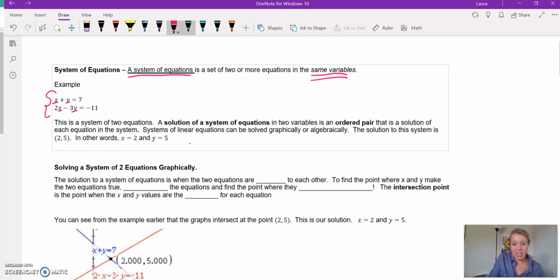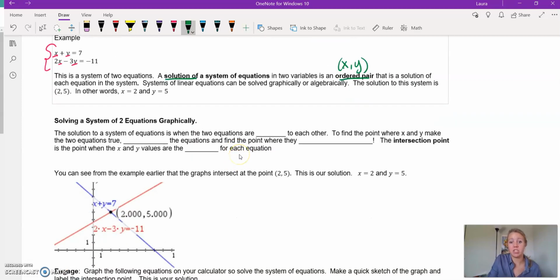A solution to that system is an ordered pair, so say an x and a y, right? An ordered pair is an x value and a y value that works with both equations. So a solution has to be true for both. The solution to a system of equations is when the two equations are equal to each other. We want both equations to be equal to each other. That's a solution, meaning it'll work in both. We found the solution, it works for both.